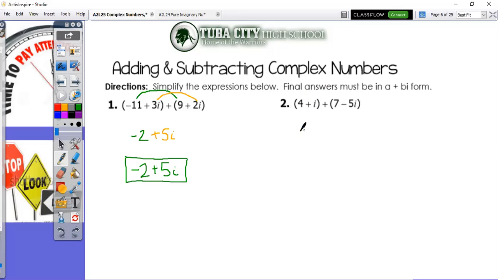Now let's put these together. So 4 and 7, this would be 11. And combine these. Again, it's just like any other variable. If this was a minus 5a, nobody would think twice about that. They would pretty much know what to do. So that would be negative 4i. Again, pretty easy, and we're done with that one as is. Nothing else for us to do here.